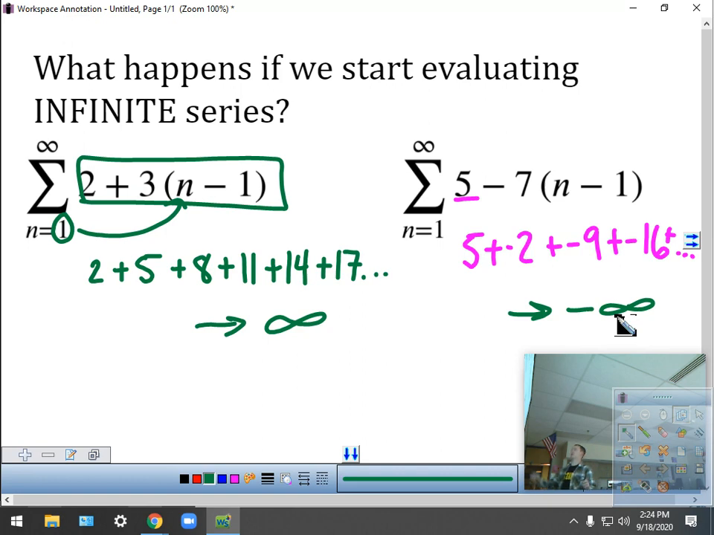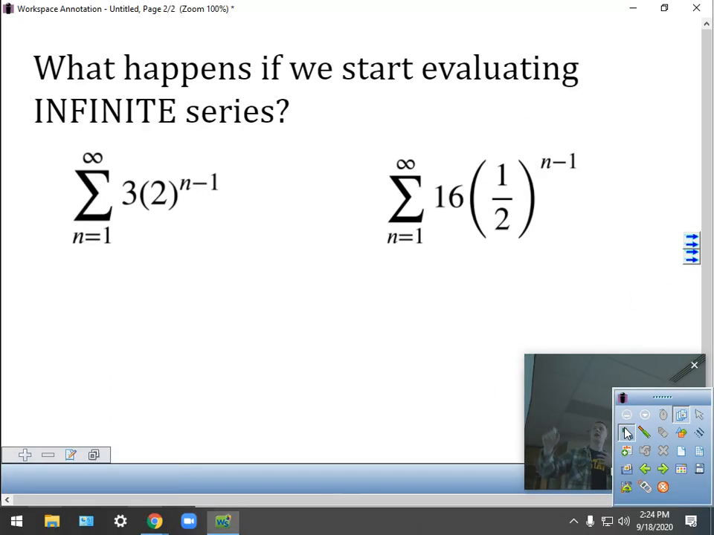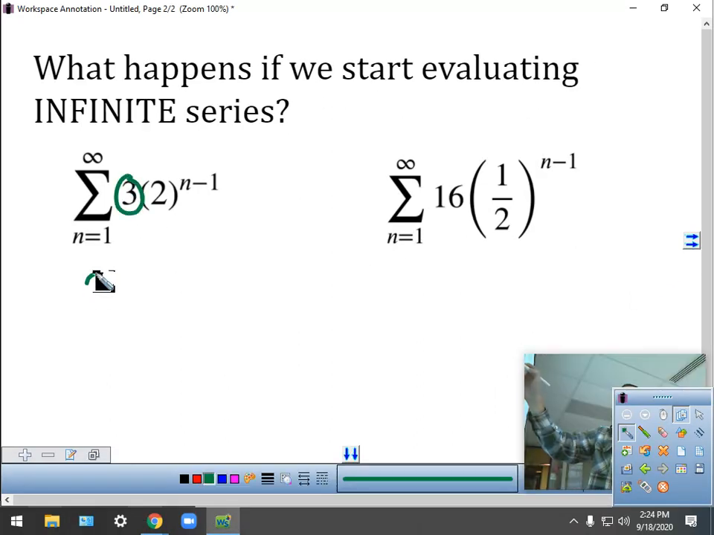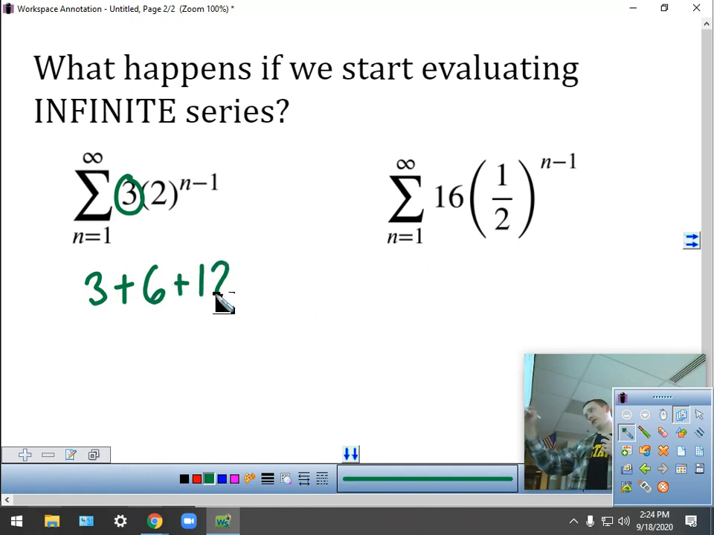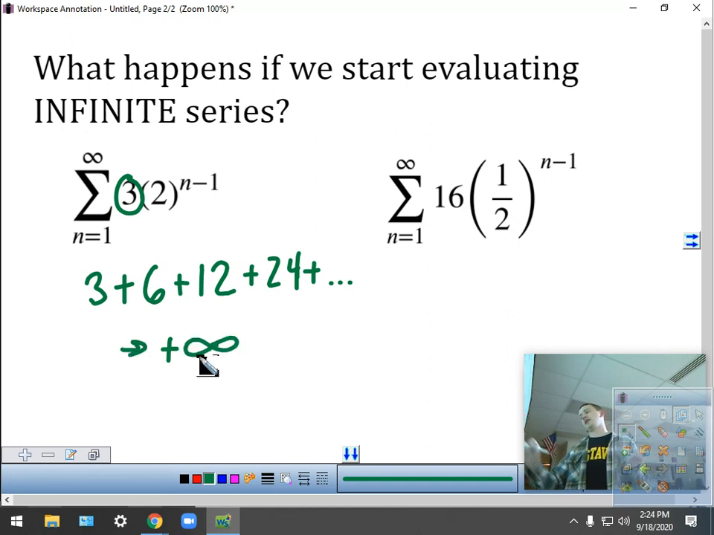Let's look at some geometric ones. Here, similar idea. I'm going to start with 3. Each step we're multiplying by 2, so I get 6, and then 12, and then 24. And so all of a sudden, if you just start adding those numbers up, you get a really big number. If you keep going, it keeps getting bigger and bigger and bigger. So this one goes to positive infinity.